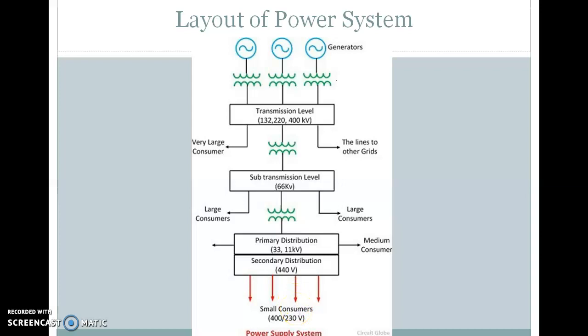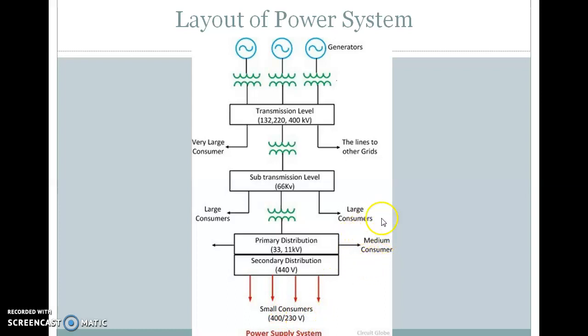So that is the layout of the power system. Based on the consumer, the small consumer takes the electricity from the bottom portion of the power system network. Okay, that means they take the electricity at the voltage range of 400 and 230 volt. Examples of small consumers are domestic buildings or small commercial establishments. So these come under the small consumers.